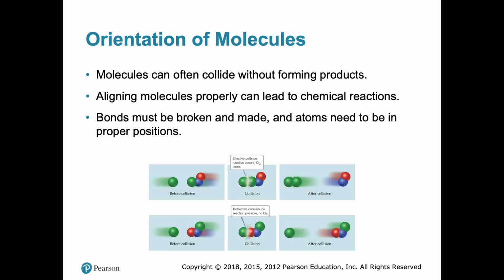So, the orientation of molecules. Molecules can often collide without forming products. Aligning molecules properly can lead to a chemical reaction. The bonds must be broken and made, and the atoms need to be in proper positions. So here, green is usually chlorine, all right? And here's a chlorine molecule about to collide with another molecule that may have a chlorine there too.